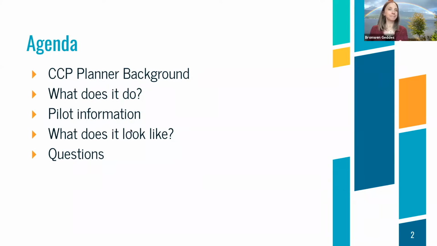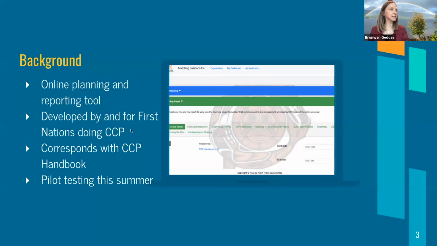So what does this thing do? It really is an online planning and reporting tool. It's pretty simple. We've called it the CCP Planner, which is a bit odd because it's the Comprehensive Community Planning Planner, but that's the best name we've come up with so far. George has been great at thinking through some other possibilities, so stay tuned. It was developed by and for First Nations who are doing CCP. It's available across the province, or it will be, once we've piloted it, and it really corresponds with the handbook.